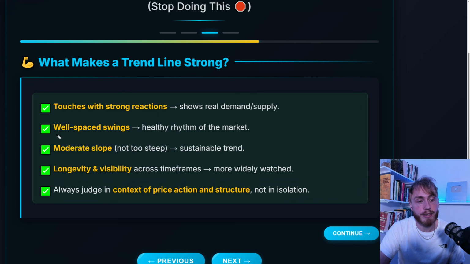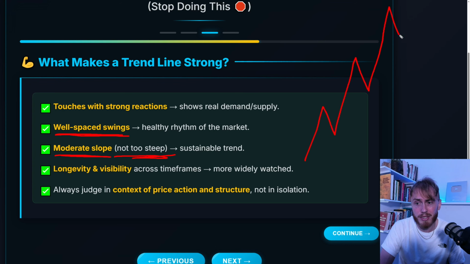Another point is that we want to see well-spaced swings. This is what I talked about just recently, that we preferably want the space between the touches to be sort of geometrical, or the distance should be around the same. Another thing is that we preferably want a moderate slope. So we don't want the trend to be too steep. Because when we see these parabolic trends that are super steep right here, it can many times be, first of all, hard to trade, and it's more often that the trend lines we connect in these trends can be not as significant.